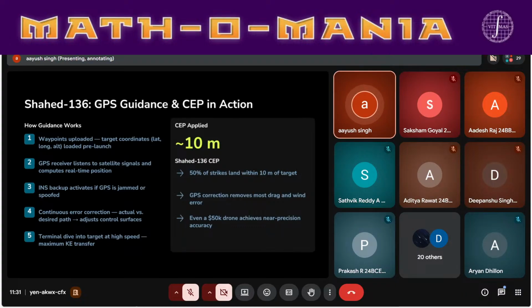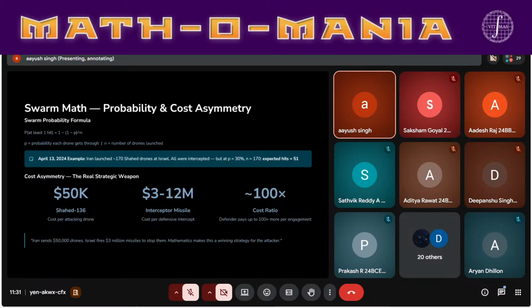Now let's move to the next slide. So, in the current Iran conflict, we have observed that multiple of these drones have been launched. It is due to the simple fact that the probability of hitting increases when we launch multiple such weapons at the same time.